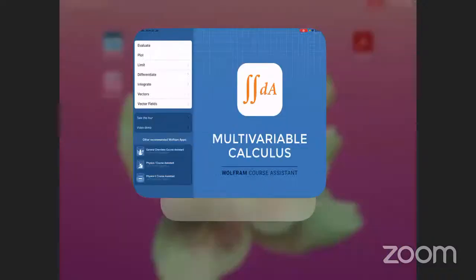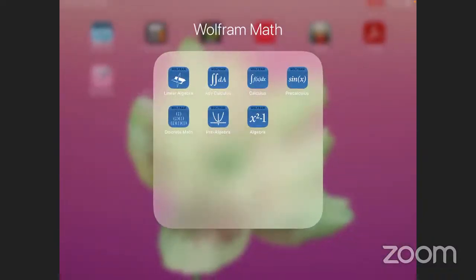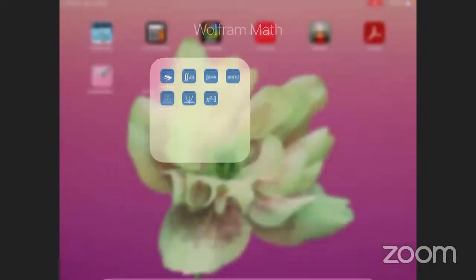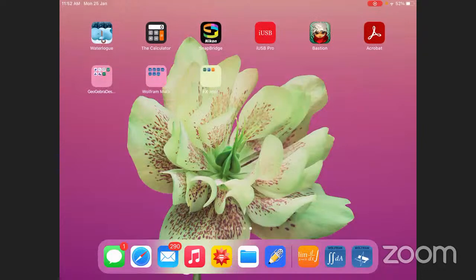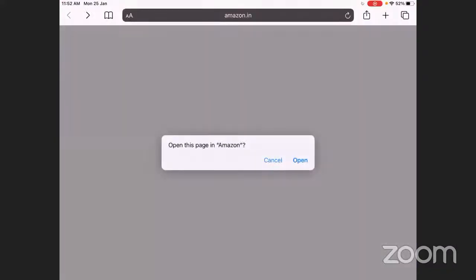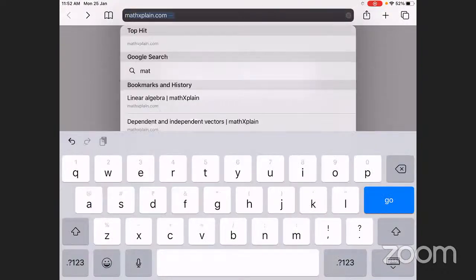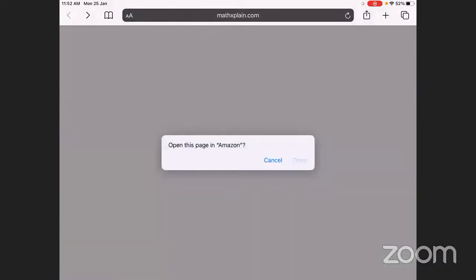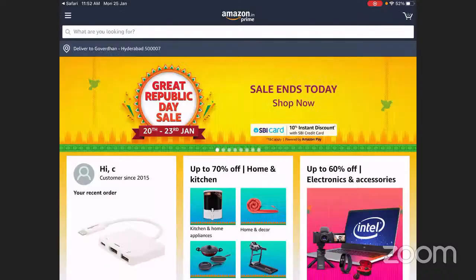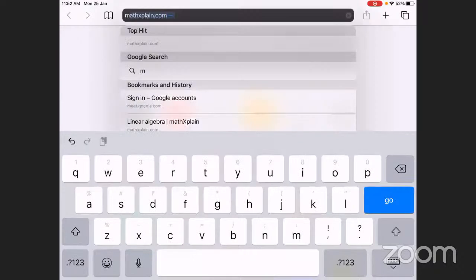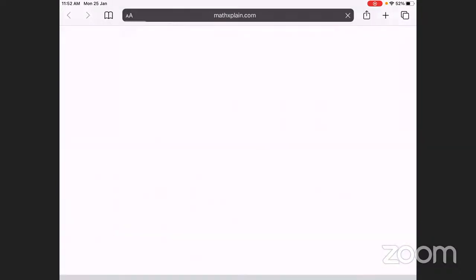And I want to look into another interesting resource, which goes by the name Math Explain. Math Explain is another one which I want to show you. So this is another online tool available. Look at this, Math Explain.